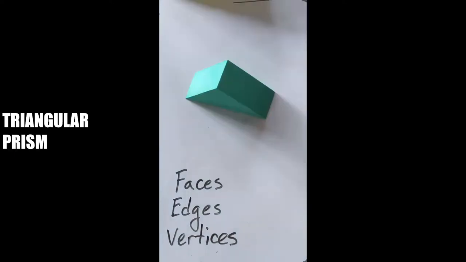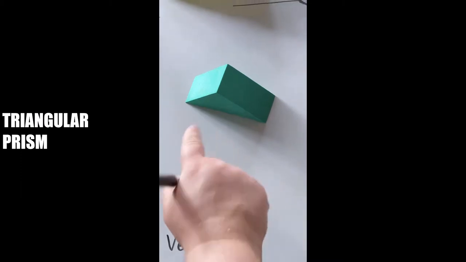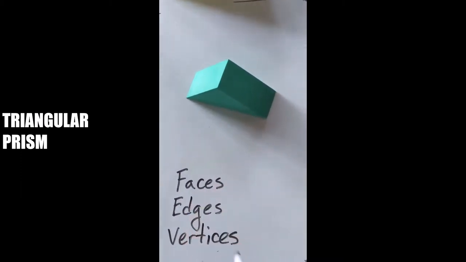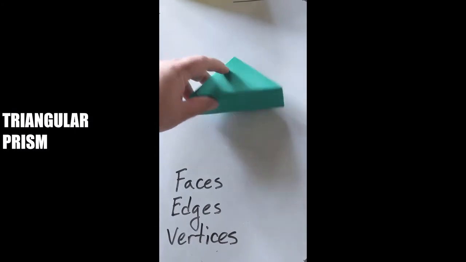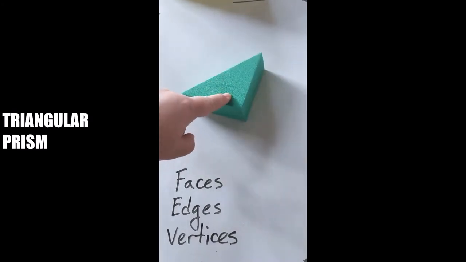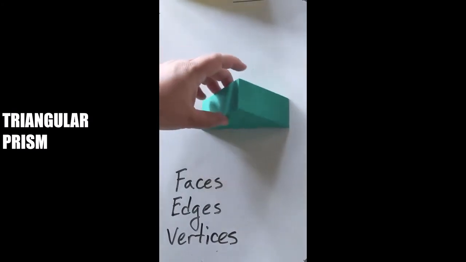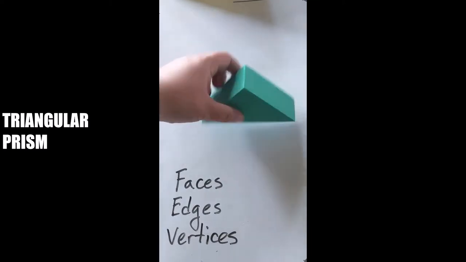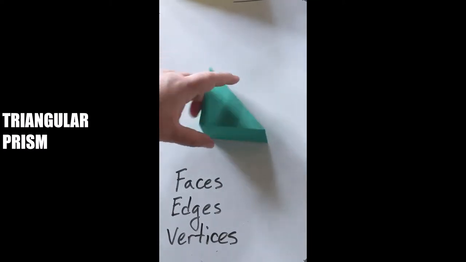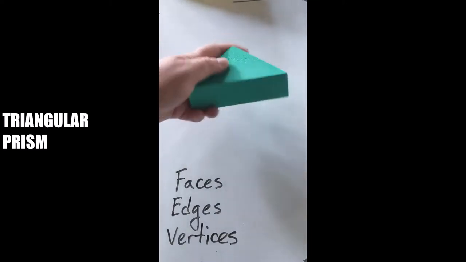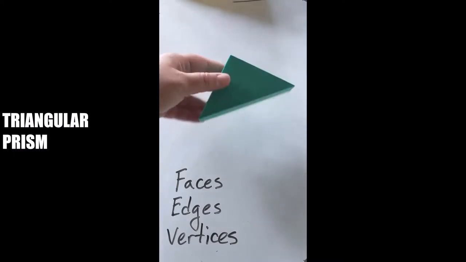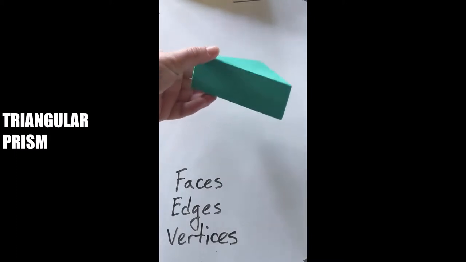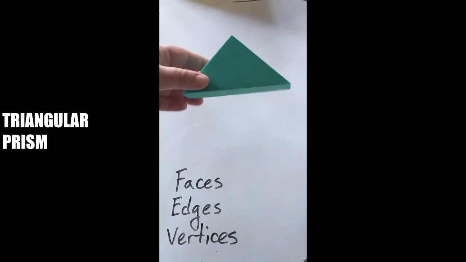Now let's look at a different shape. This is a triangular prism because it has triangles making up some of the faces. So here I can see it has 2 triangular faces and 1, 2, 3 rectangular faces. So this is a triangular prism.